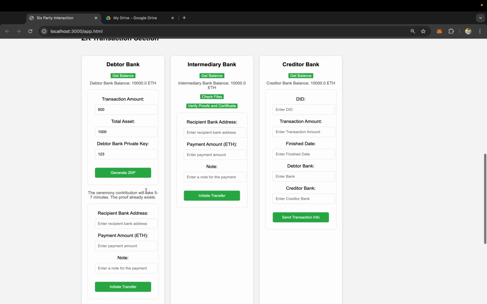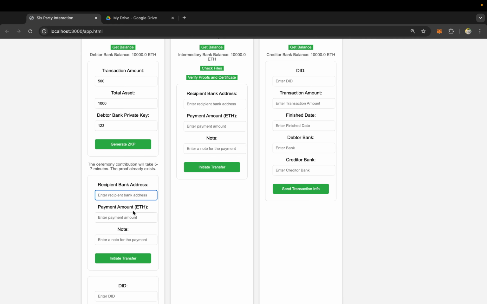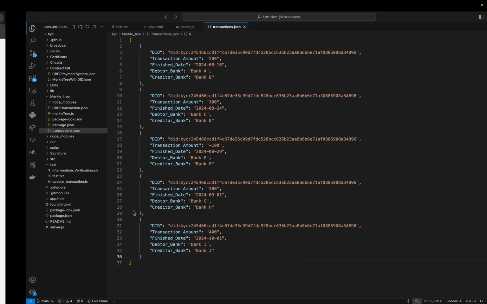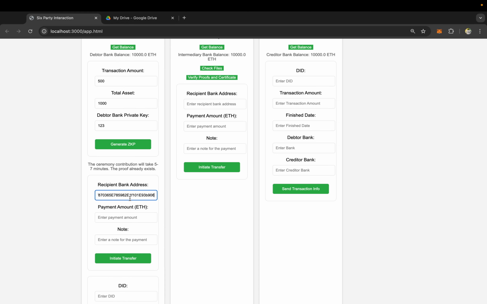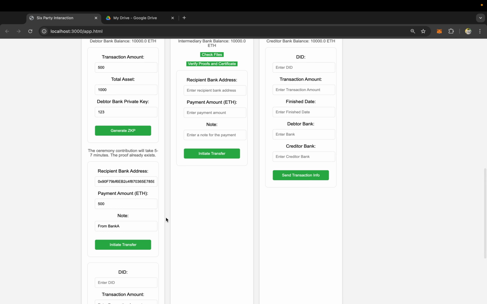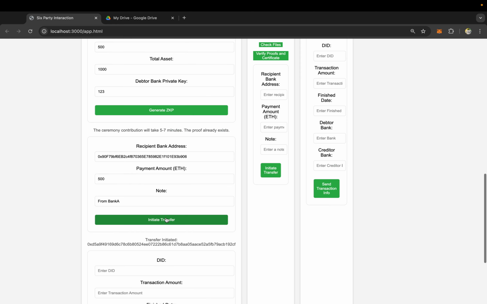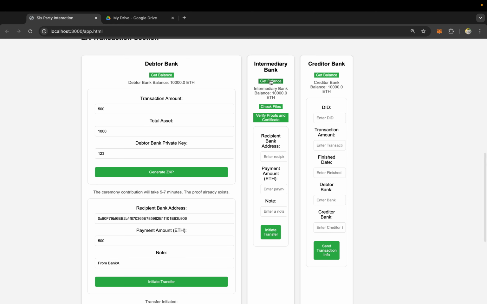So we have two zero knowledge proofs and one certificate right now, and we should send the money to the intermediary bank. The intermediary bank address and payment amount is 500 ether, and the note is from bank A. Okay, success. Let's get the balance here.